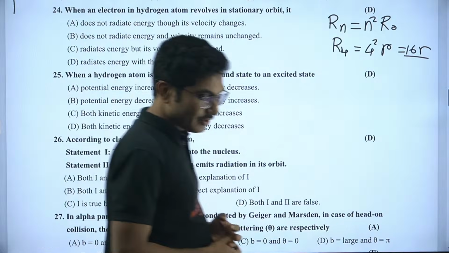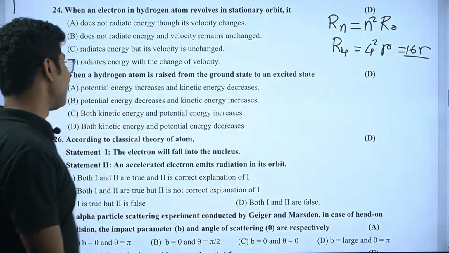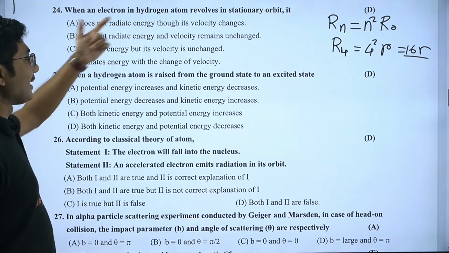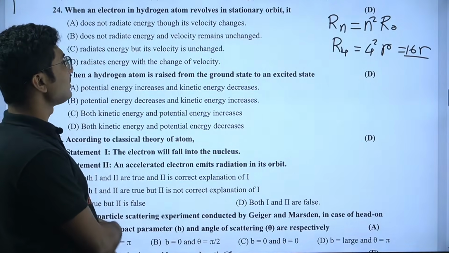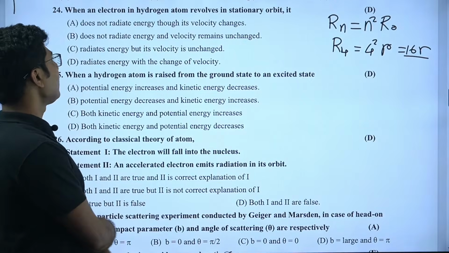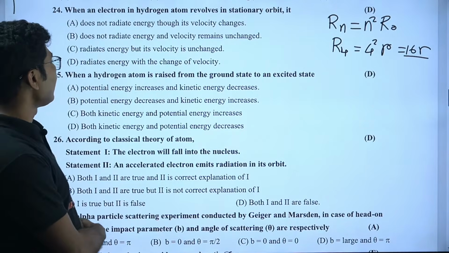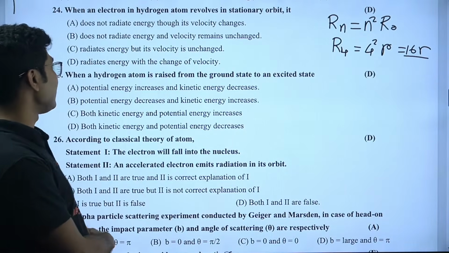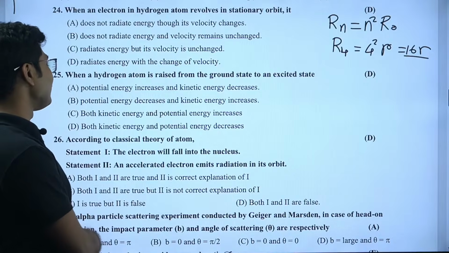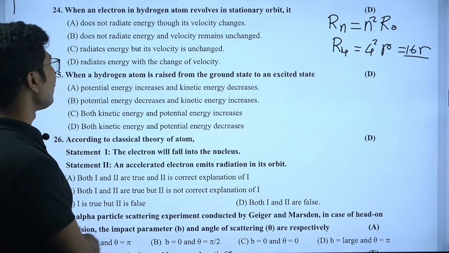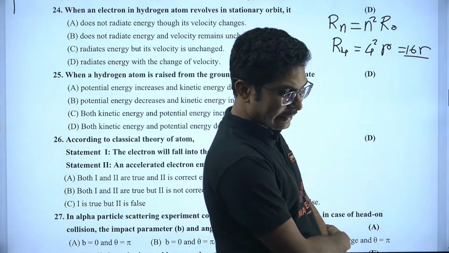Okay, sorry. Pooja answered 22C for the previous question. Sorry, I missed that. 23, not A, but 23C is correct. When an electron in hydrogen atom revolves in a stationary orbit, it does not radiate energy though its velocity changes; does not radiate energy and velocity remains unchanged; radiates energy but its velocity is unchanged; radiates energy with the change of velocity. So what is correct? Tricky question.